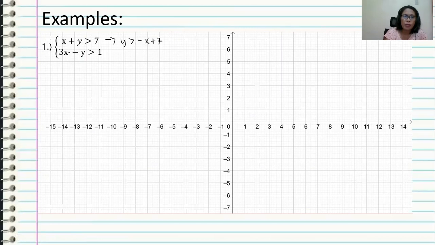And then this one, if we are just going to transpose this on the other side, this gives us 3x minus 1 is greater than y. Or this is the same with y is less than 3x minus 1.